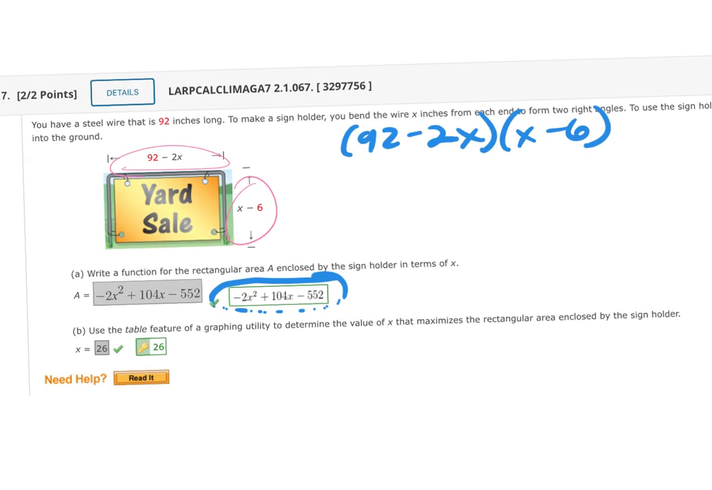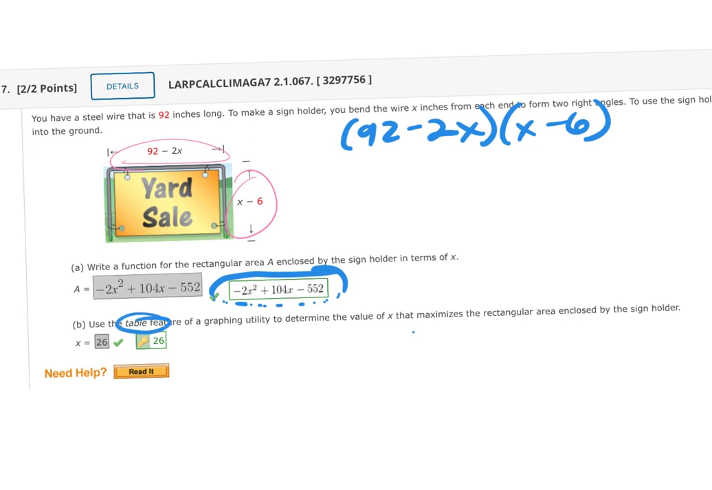And then it said use the table feature to determine the max. You could just use the maximum. So if you go to graph this, and then you would hone in on the max by doing your left, right, center, you would find the x value is what it was looking for, not the y value. So it wanted to know what the x value was when it hit its highest point.